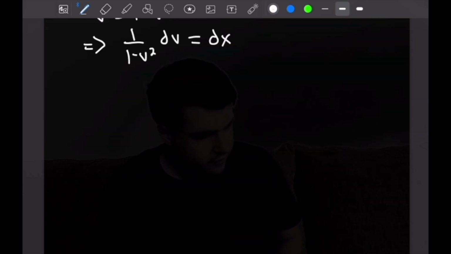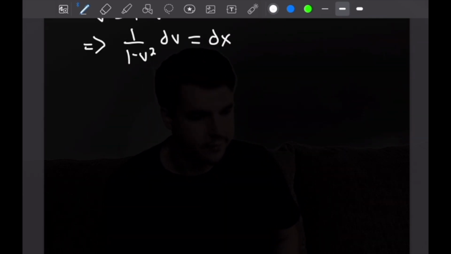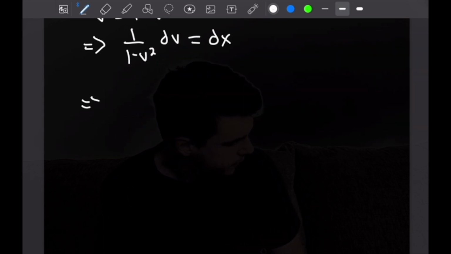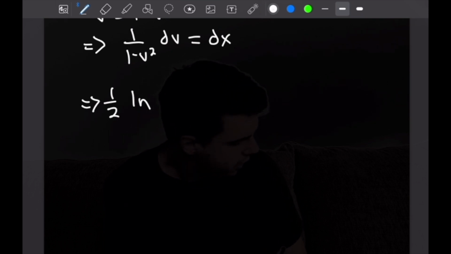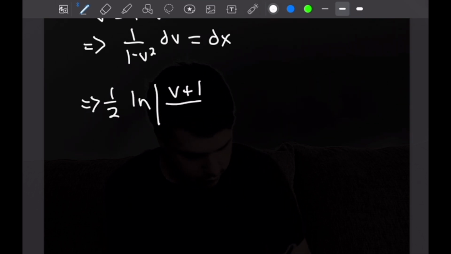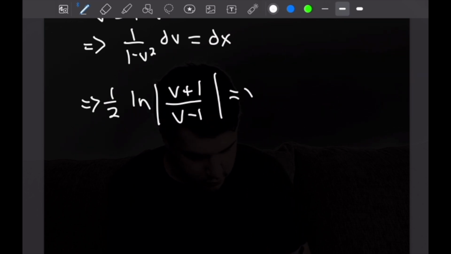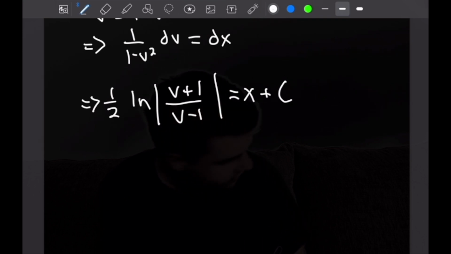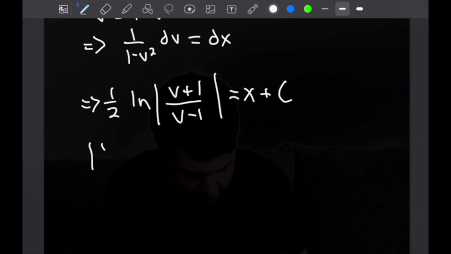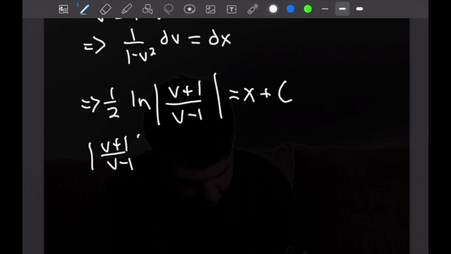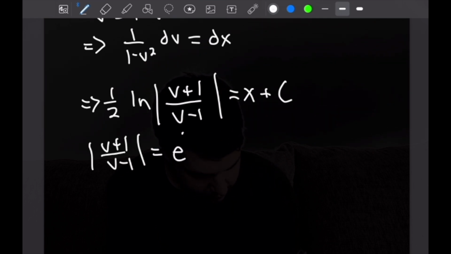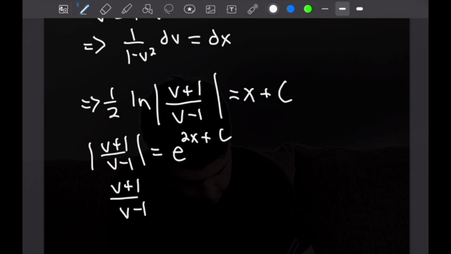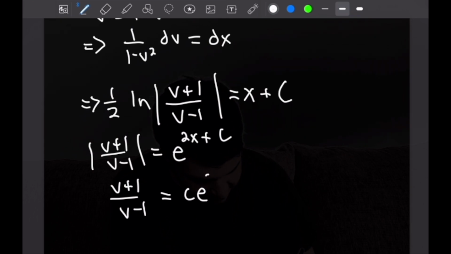Now we can take the antiderivative of both sides. I'm not going to go through the antiderivative of the left-hand side, but you can do that for homework if you want. So after taking the antiderivative, you will get the following. We'll get 1/2 times the natural log of the absolute value of (v plus 1 over v minus 1), and that is going to be equal to x plus c. Then we're going to multiply by 2 and exponentiate both sides, so we will get that the absolute value of (v plus 1 over v minus 1) is equal to e to the power of 2x plus c, which we can rewrite as (v plus 1 over v minus 1) is equal to c times e to the 2x.